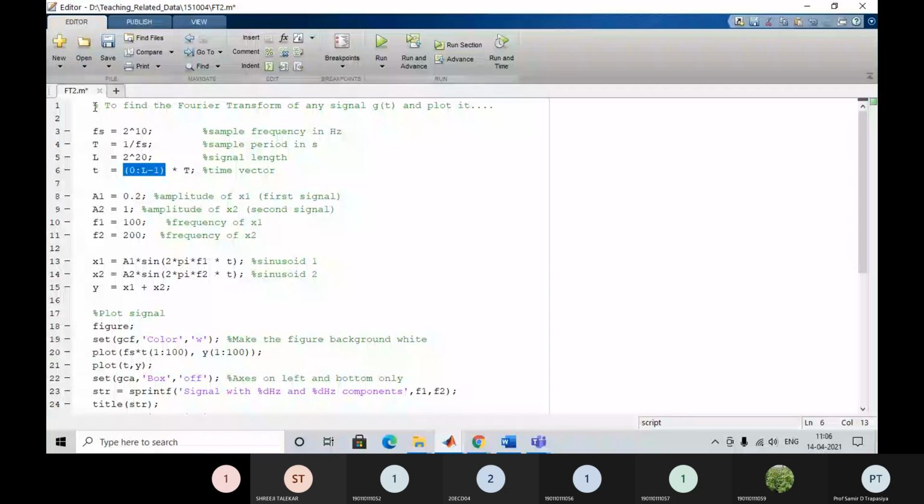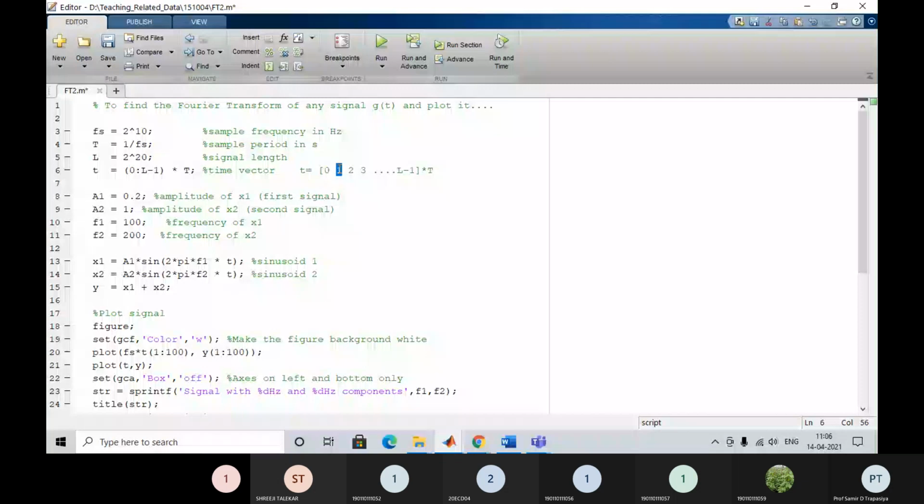So it means that ts is multiplied with all these numbers. The first sample is ts multiplied with 0, that is 0. Then the next is like this. This will create numbers from 0, 1, 2, 3, like this, and the last number is L minus 1, which is multiplied with ts. So the first sample is taken at 0, then ts is multiplied with 1, which means the second sample is at one ts time period.